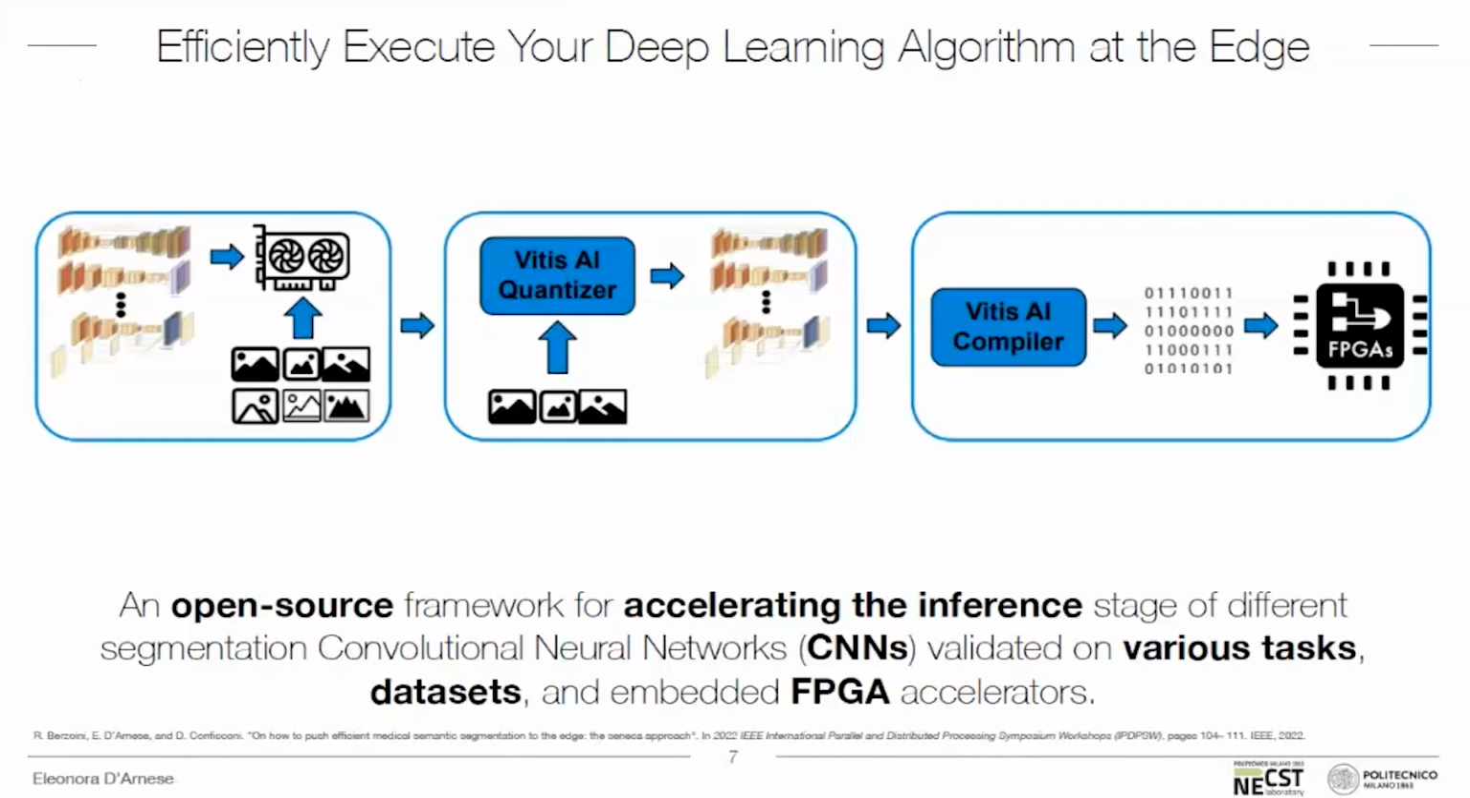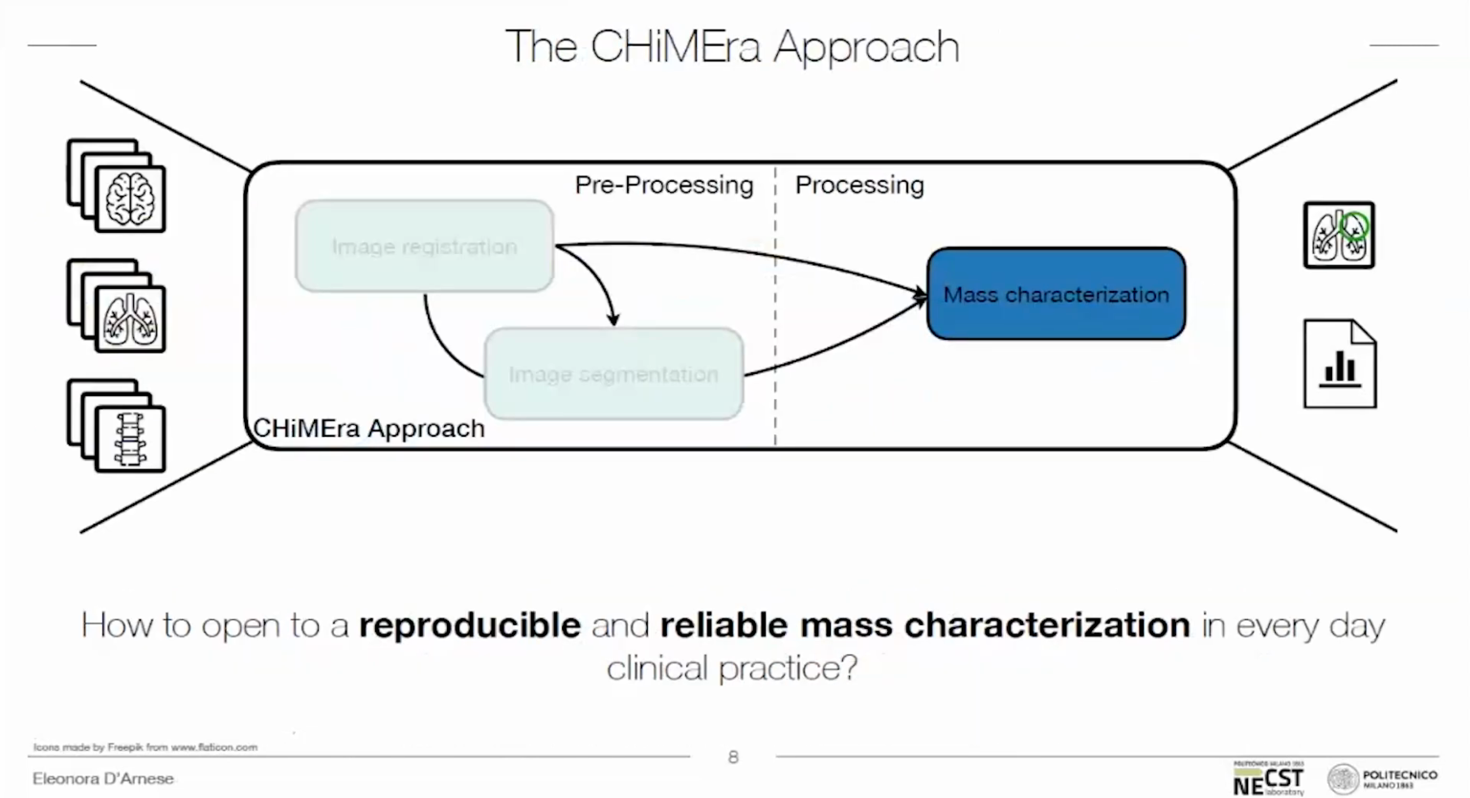The user just needs to train their network as usual on GPU. Then we have this model that should be accurate, and Nerone takes care of the quantization, the compilation, and the deployment on the FPGA. So the end user just has to write a few more lines of Python code, and the acceleration is managed by Nerone itself. So for the end user, there is no additional cost in using an FPGA accelerator for the inference phase. The last step is mass characterization.